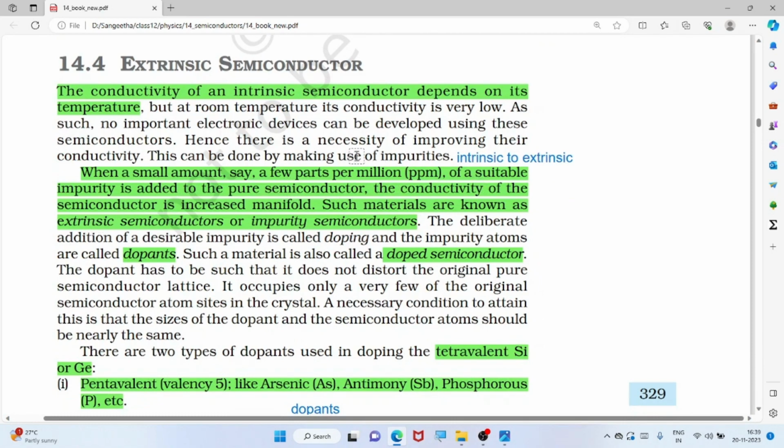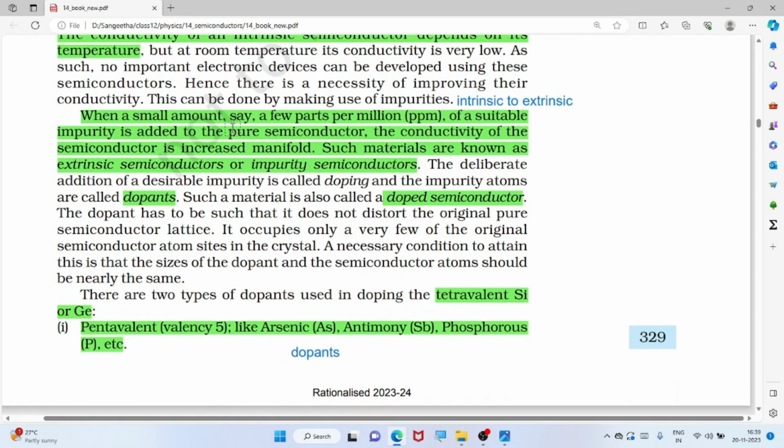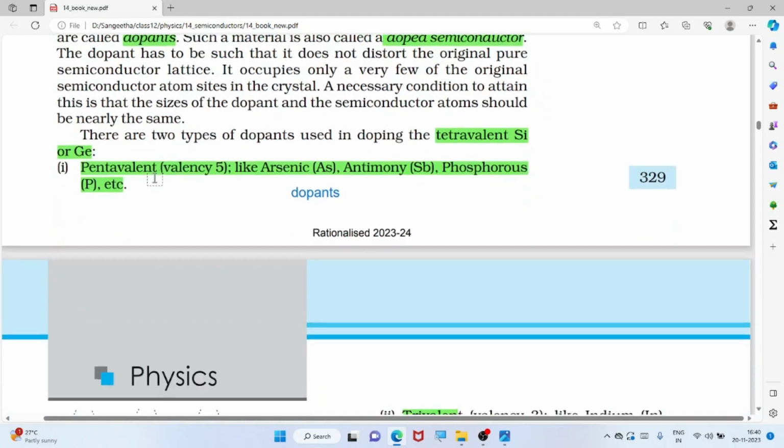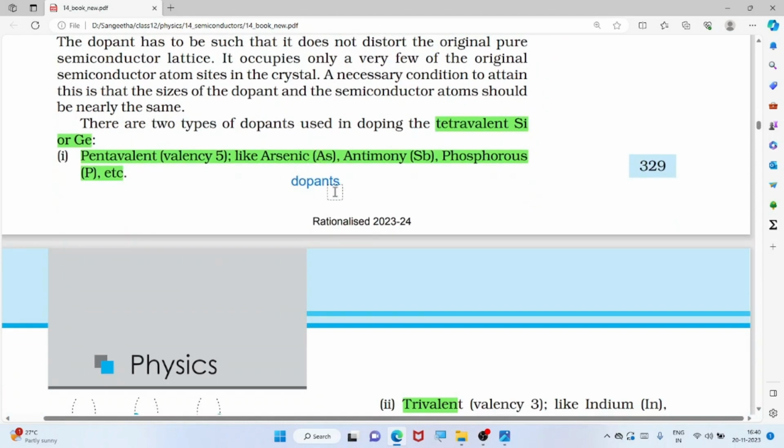how do we convert an intrinsic to an extrinsic semiconductor? When a small amount, say a few parts per million, of a suitable impurity is added to the pure semiconductor, the conductivity of the semiconductor is increased manifold. Such materials are known as extrinsic semiconductors or impurity semiconductors. So we are adding some impurities, called dopants, to the intrinsic semiconductor, and then it becomes extrinsic. These are the dopants.